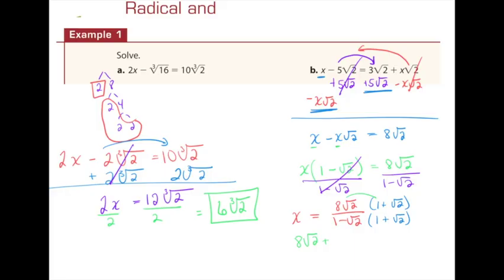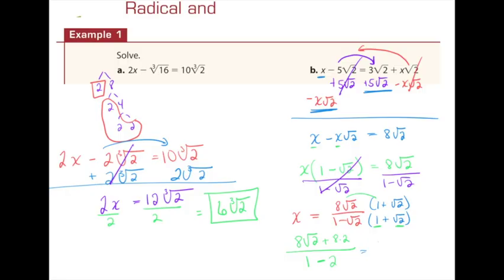8 square root of 2 times the square root of 2 is just 8 times 2. The square root goes away. On the bottom, remember I'm multiplying conjugates. So it's the first one squared, which is just 1, minus the second one squared. Well, when I square a square root, I get what's inside. So that's just the 2.